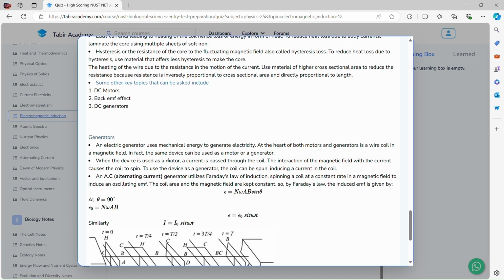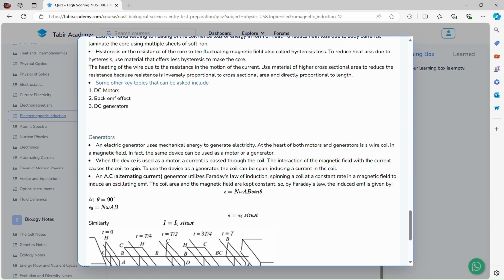Generator. An electric generator uses mechanical energy to generate electricity. At the heart of both motors and generators is a wire coil in a magnetic field. In fact, the same device can be used as a motor or a generator. When the device is used as a motor, the current is passed through the coil. The interaction of the magnetic field with the current causes the coil to spin. To use the device as a generator, the coil can be spun, inducing a current in the coil.